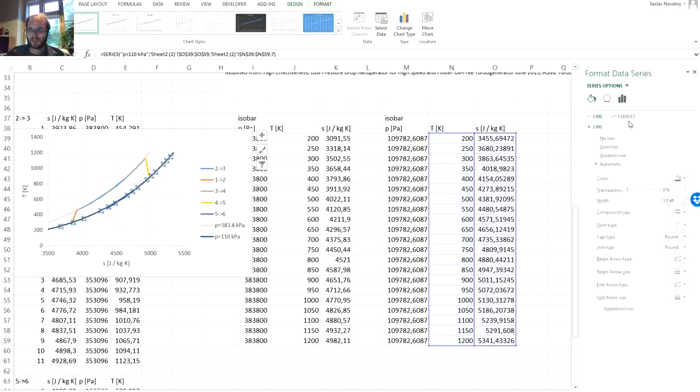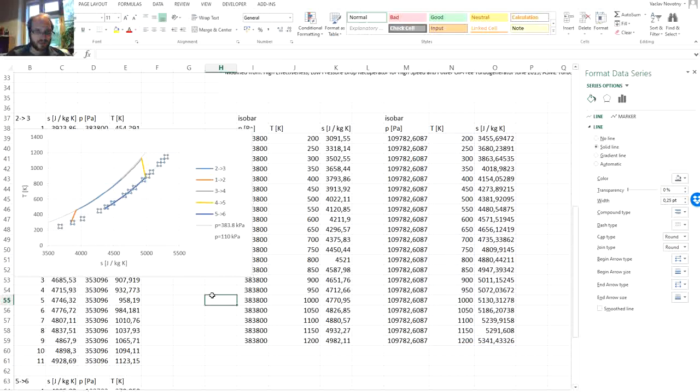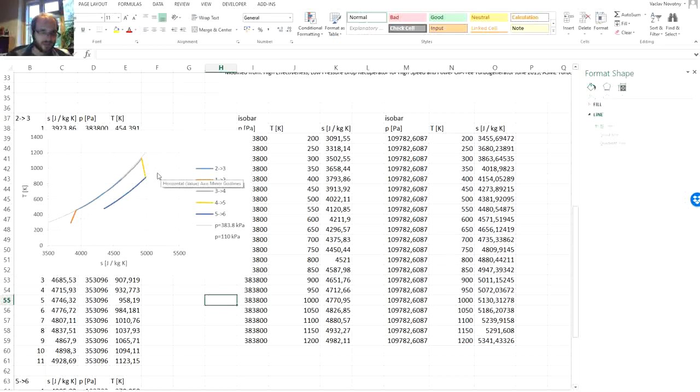And again we can get the line thinner with some neutral color, and so that we distinguish the pressure levels from each other, let's have this one dotted. So we can again see that the starting point is a little bit below this isobar due to the pressure losses.